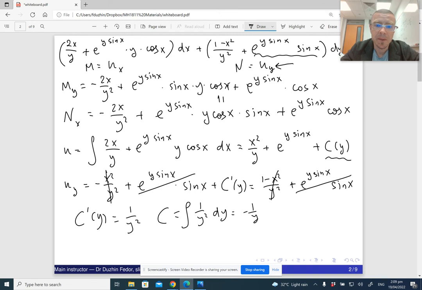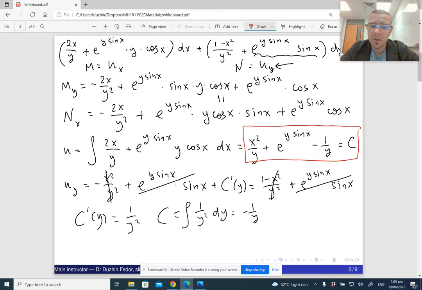Okay, so now, to save space and time, let me replace c with its value that we just found, so minus 1 over y. So this is the potential, and the general solution is that the potential equals a constant. So this is the general solution. Now, if it is possible, then it is recommended to solve for y, but here it's not possible. It's hardly possible to solve for x too, so we'll just leave it as is.